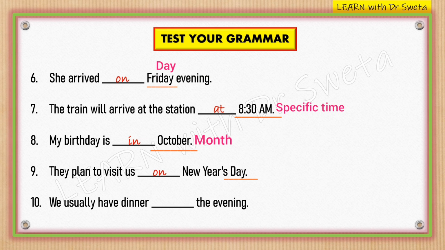We usually have dinner blank the evening. Evening refers to a longer period of time. So we cannot predict the exact time. So we will use in. We usually have dinner in the evening.